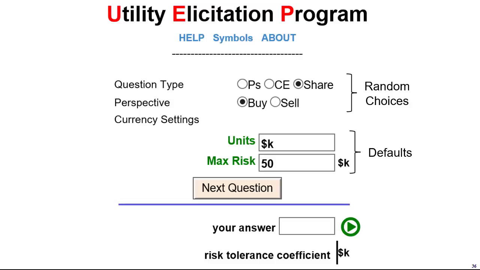What is the maximum amount you would normally risk on any project or venture? Enter this in currency units in the max risk field. This is used to scale questions approximately to fit your situation. Click Next Question button to generate an investment decision.